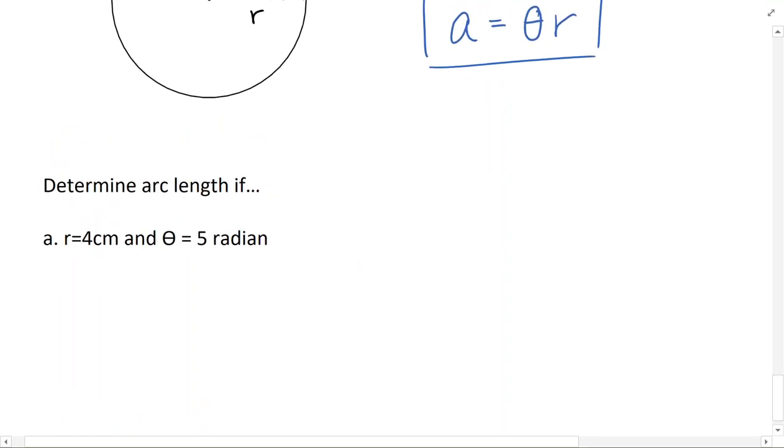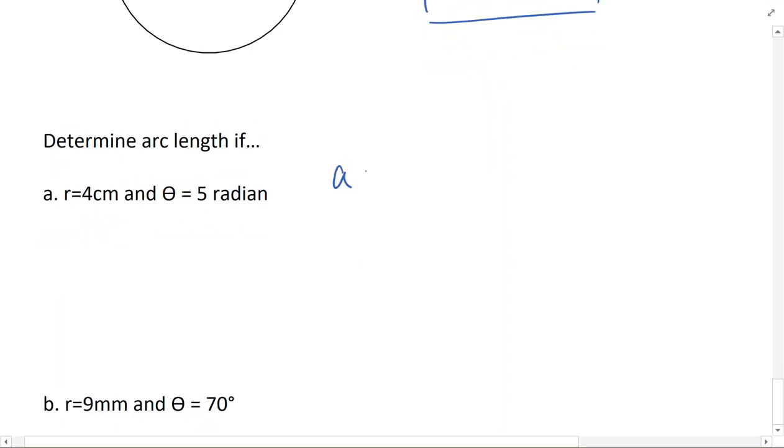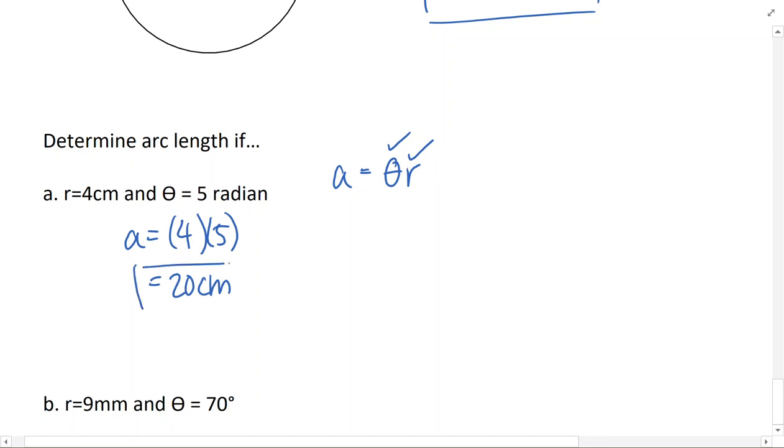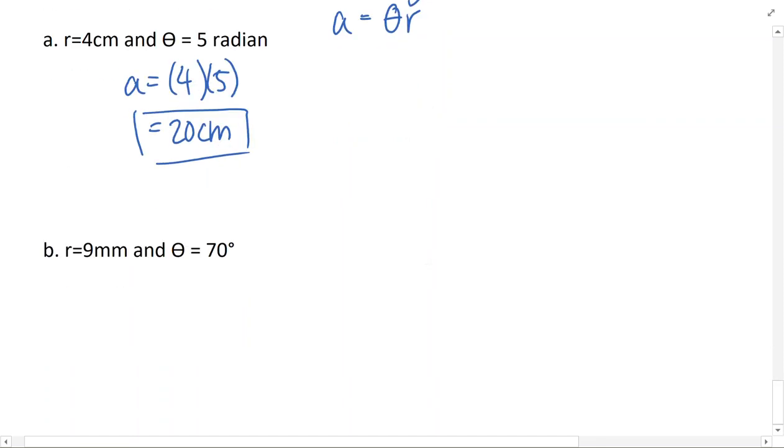So I'm just going to write the formula here because I've already rolled it off the page. So we have r, we have the angle, and we can easily find A. So that will be A equals 4 times 5, which is 20. So that was quick.